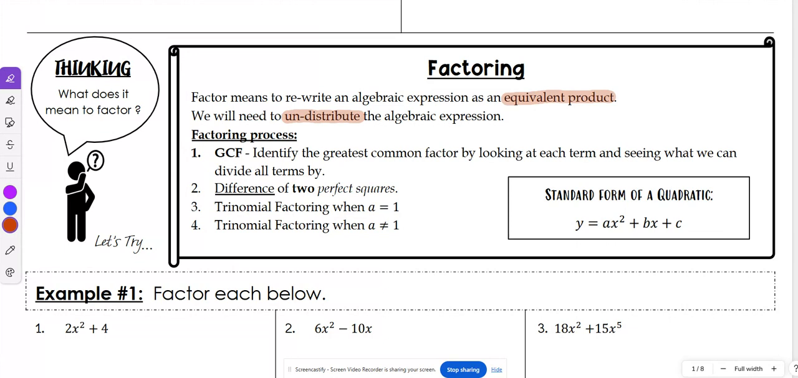There is a whole process to doing factoring. Whenever you are asked to factor, we always look for a GCF first. No matter what, I determine, is there a GCF within all these terms? If there is, I start with that. If there isn't, then I start moving on to the next type.